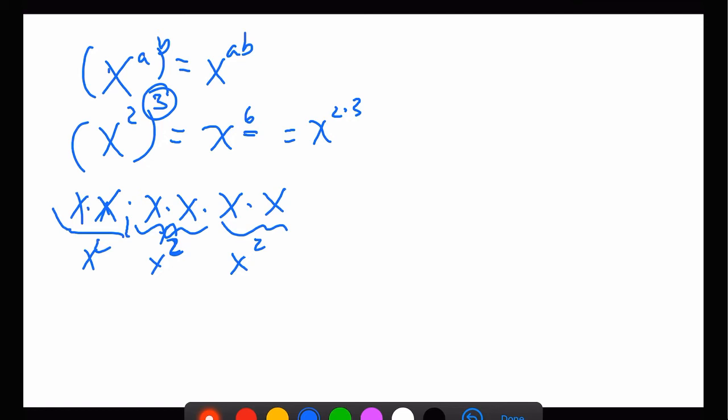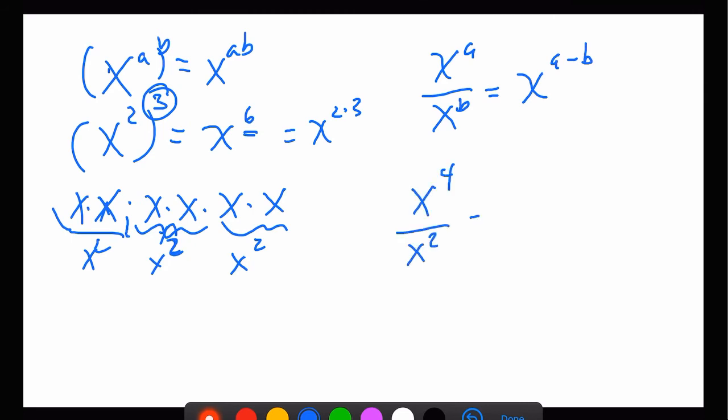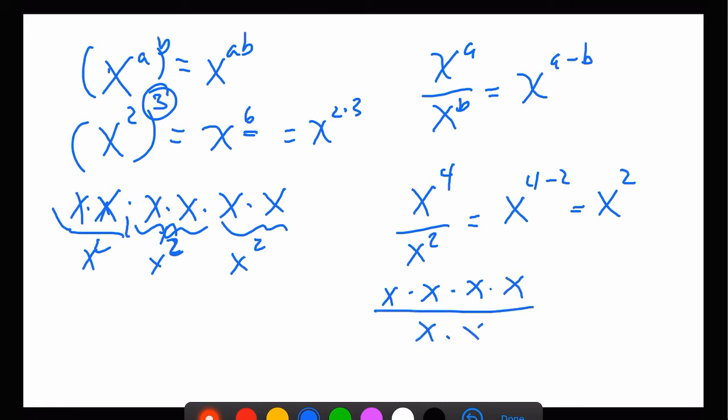Fun? And then the last one is x^a divided by x^b is x^(a minus b). So x to the 4th over x squared equals x to the 4 minus 2, which is x squared. So that's x times x times x times x over x times x. All of those cancel out, and I have x squared. Okay.